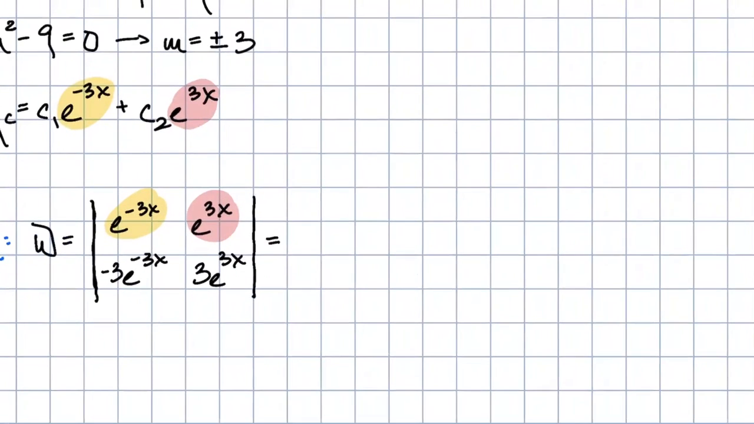Now, the Wronskian is defined as basically taking the product here and here, and then subtracting the other product. That should be a structure that is familiar from linear algebra, all right? But I know I didn't necessarily write out all of the multiplication steps. So let's take 3e to the 3x times e to the negative 3x, minus negative 3e to the negative 3x times e to the 3x.